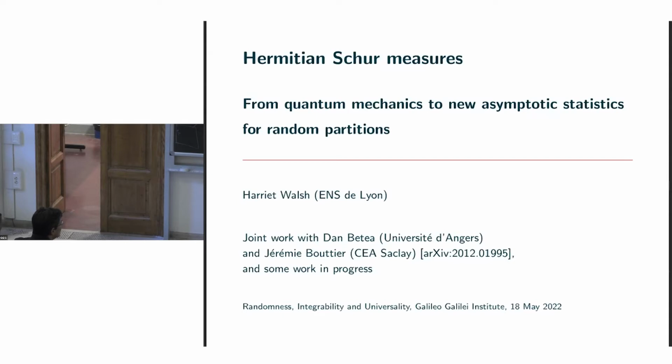So I'm going to talk about Hermitian Schur measures, which are just an extremely simple way of choosing a well-defined Schur measure. In the cases we're interested in, they are, I suppose, somewhat unpopular among people who look at Schur measures. You wouldn't want to pick a Schur measure that way, but in particular, I'm going to talk about joint work with Dan Betet and Jeremy Boutier, where we managed to find something quite interesting with this kind of construction. And then at the end, I'll talk about something also weird that can happen with this very simple setup.